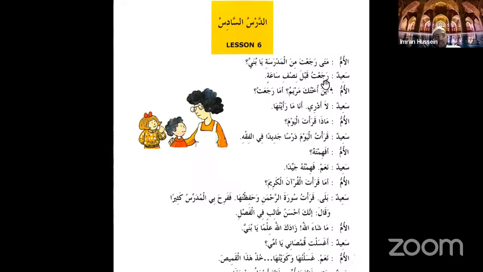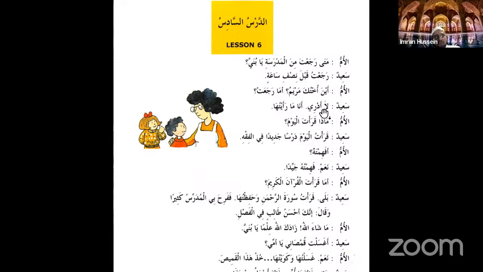Sa'id: Raja'tu qabla nisfi sa'atin. I returned before. Nisf means half an hour, so I returned half an hour ago. Al-Ummu: Aina ukhtuka Maryam? Where is your sister Maryam? Ama raja'at? Has she not returned? So ama means did, a question. Ma means not, with the past tense. Ama raja'at. Has she not returned?